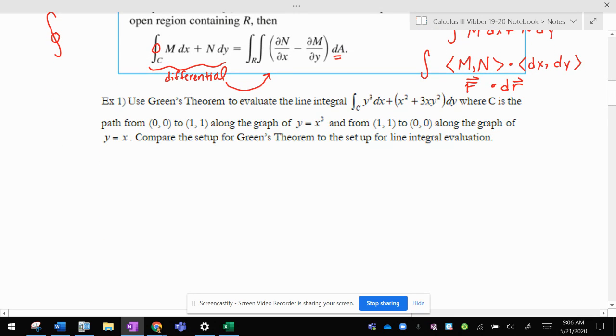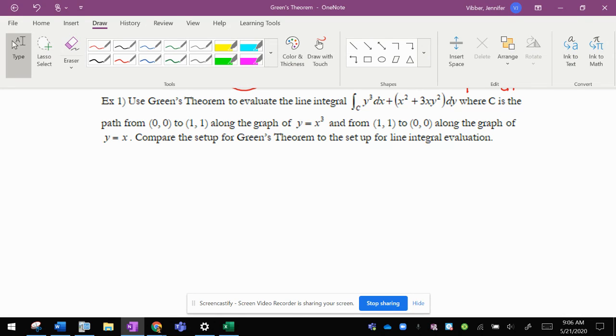Okay, so let me just go through and do one example. I am not going to try to get you to understand Green's theorem perfectly because that's just not realistic given the state of what's going on right now.